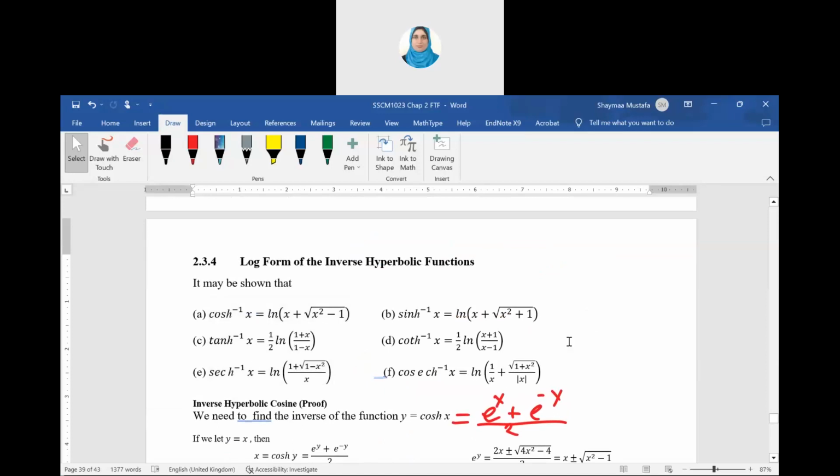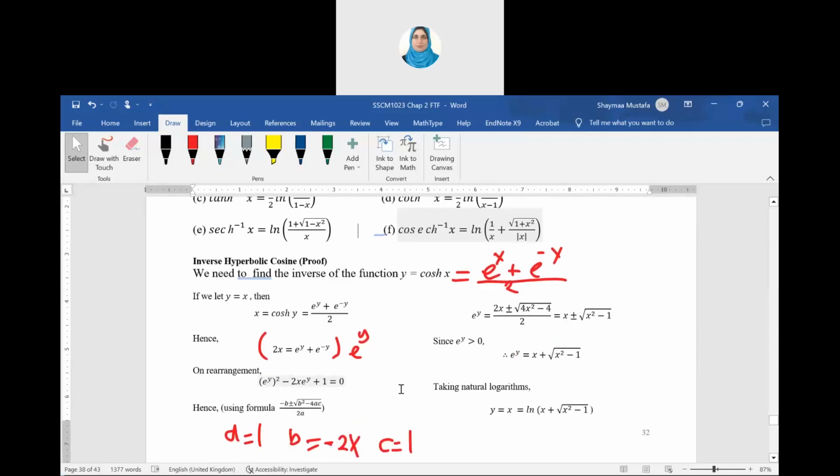Now, in the exam, all these formulas will be given to you. No need to memorize, but you need to know how to prove them. So please at home try to prove that tanh inverse x is equal to 1 over 2 times the natural logarithm of (1 plus x) over (1 minus x). Also try the other three: sech inverse, cosech inverse, coth inverse.